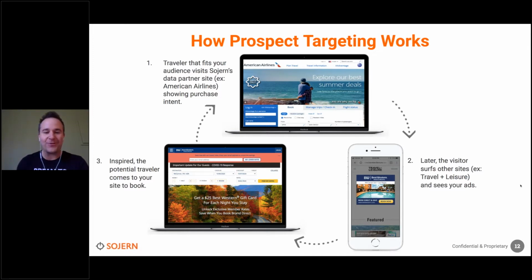In our example here, they're on Travel and Leisure. They see the Best Western ad, they're engaged, inspired, and they come back to bestwestern.com to do a booking. And these slides are actually from our case study with Best Western. I think it was their McCarran property in Las Vegas.